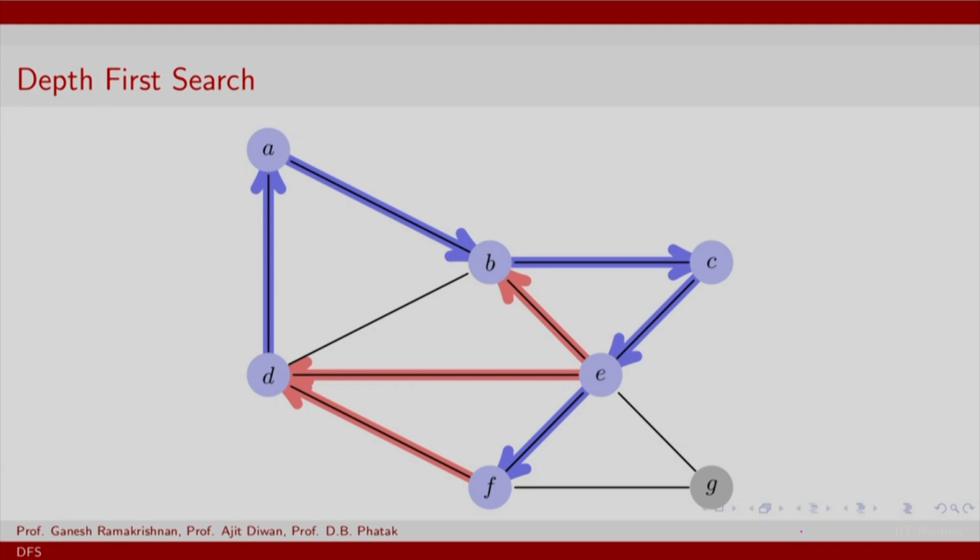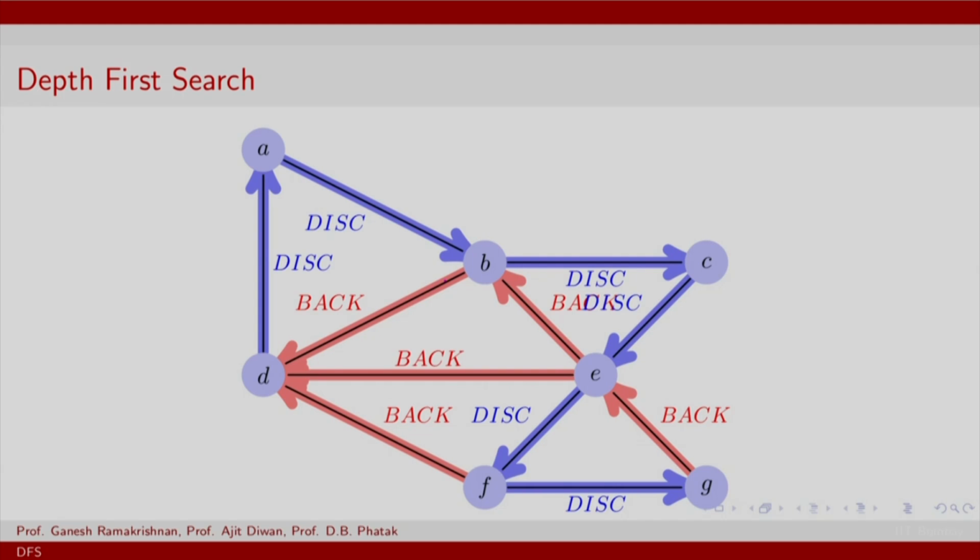From F if you go to D, this is what depth first search is about, you visit D from F and not G from E, and that leads you to another back edge, a forward edge from F to G, and again a back edge from G to E. There is one more traversal left as you trace back, that is from B to D, that again gives you a back edge. So we have marked different discovery and back edges here.